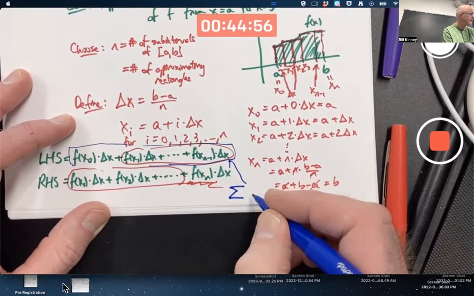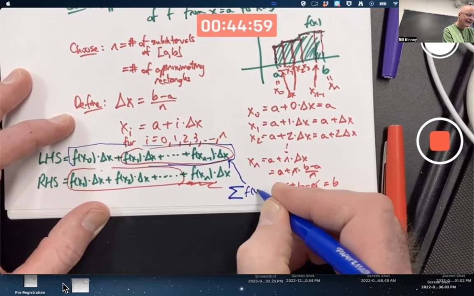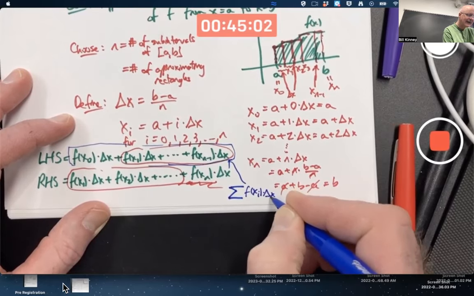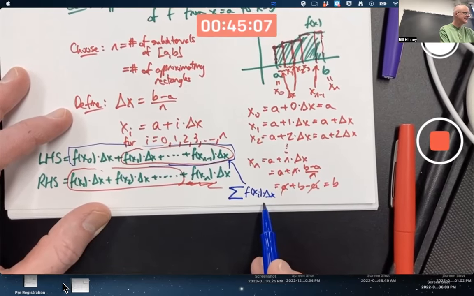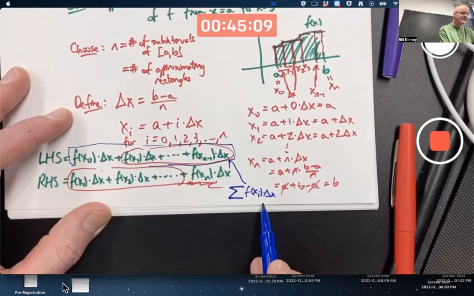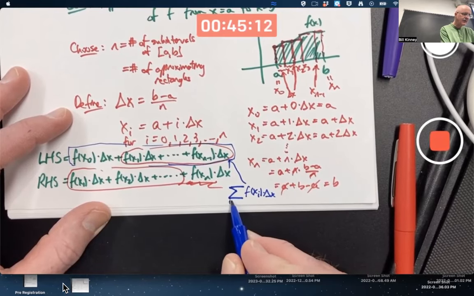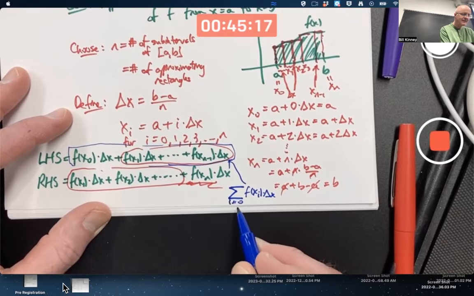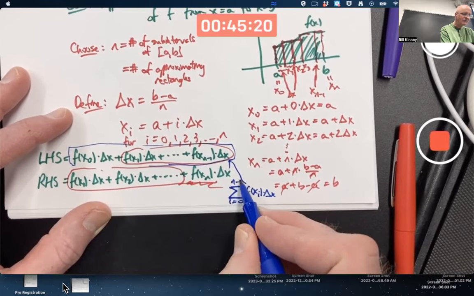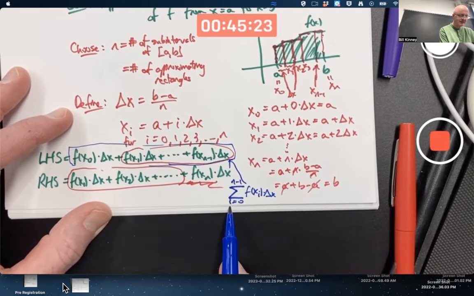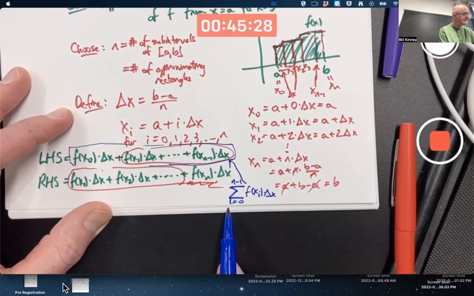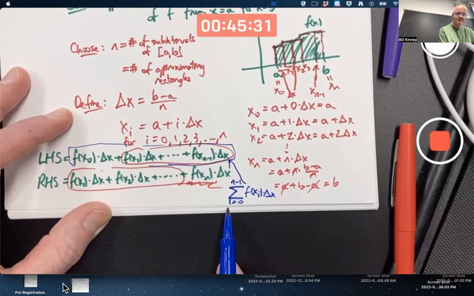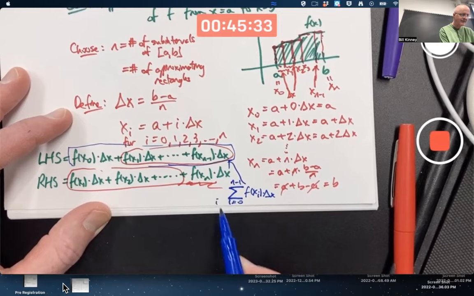you write capital sigma f of x sub i times delta x. The capital sigma means add terms that look like this. The lowest value of i is i equals 0. You put that down here. That's an i there if you can't quite tell. The highest value of i is n minus 1. Put that up there. That's meant to be a little lowercase i right there. It's just hard to see the dot because it got mixed together with the line.